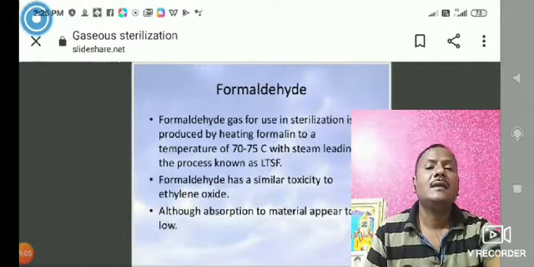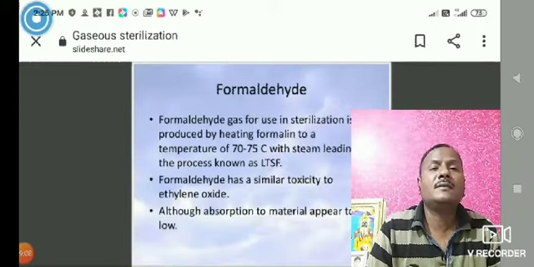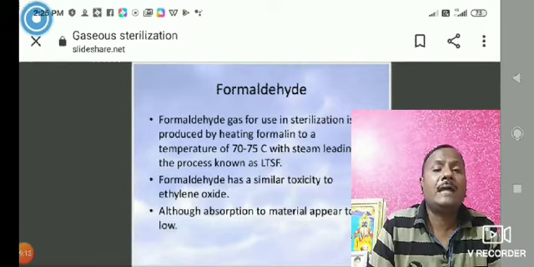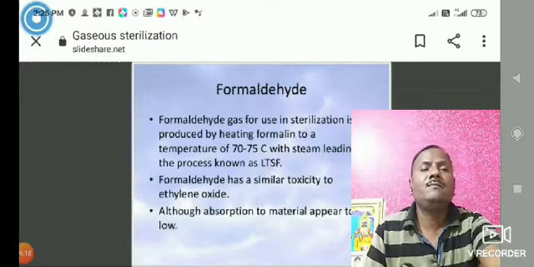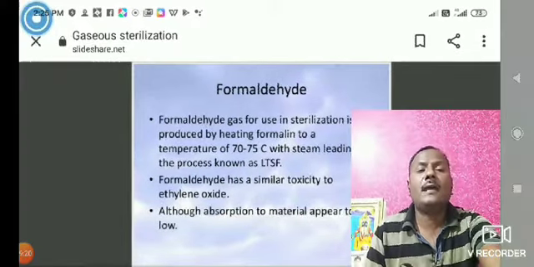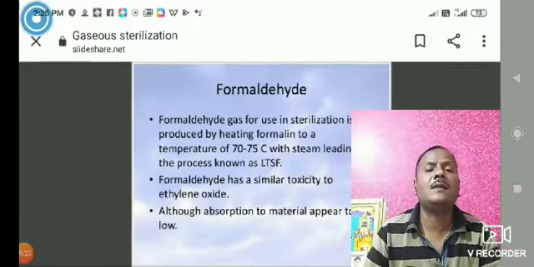It means that the formaldehyde is vaporized and created only at a temperature of 70 to 75 degrees with steam, leading to the process known as LTSF. Formaldehyde has a similar toxicity to ethylene oxide. It means that both formaldehyde and ethylene oxide have a similar toxicity against microorganisms. Similar toxicity means they kill microorganisms at specific concentrations.